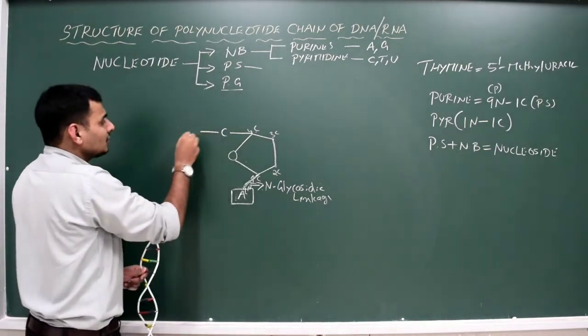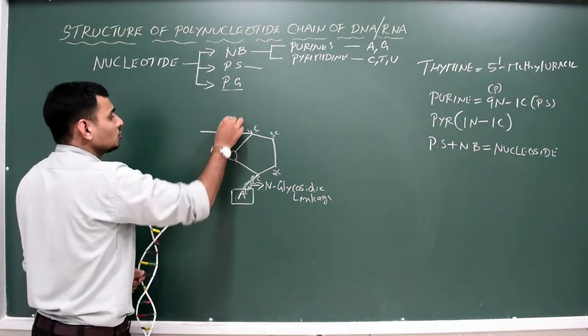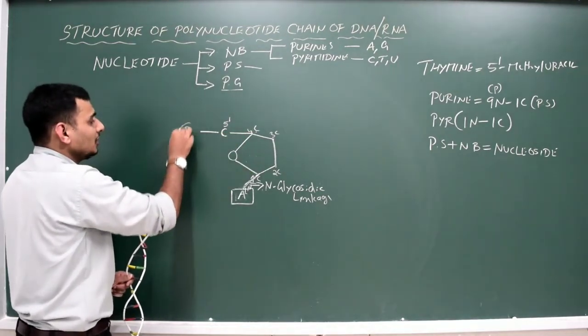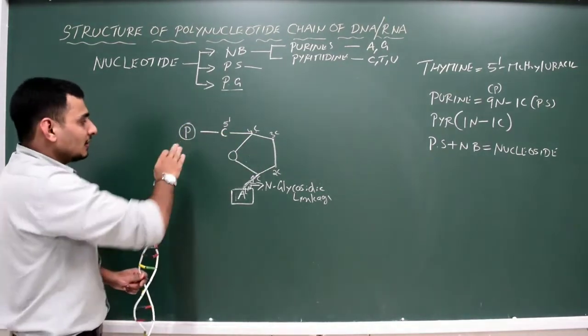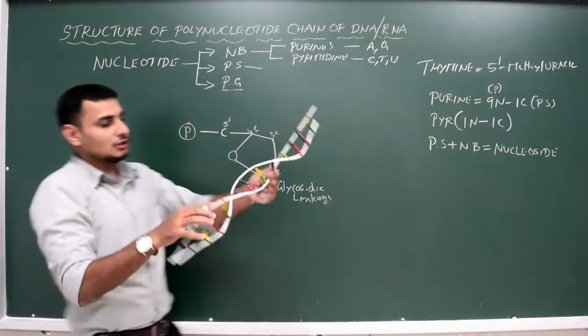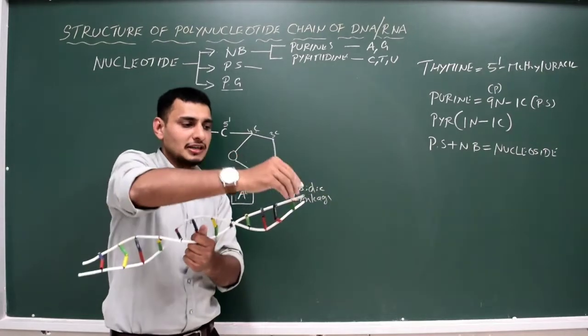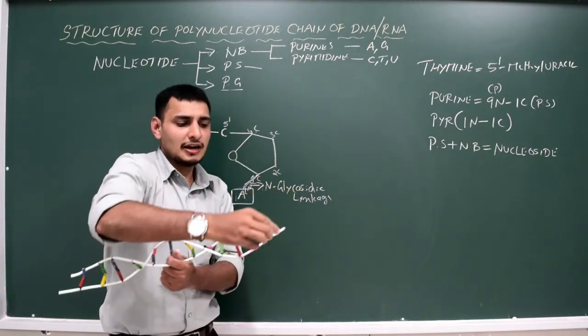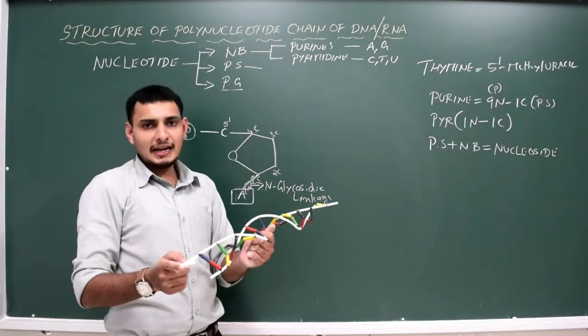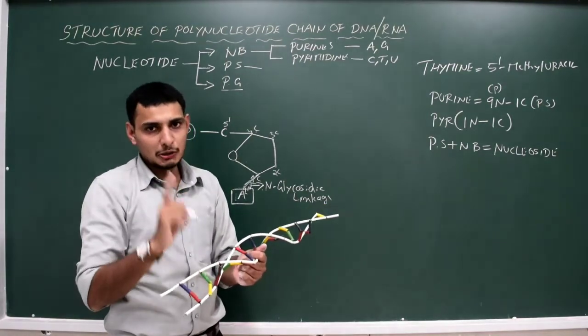Always remember that the phosphate group is attached to the fifth carbon atom of the pentose sugar. So I just write P here. Let us imagine or assume that this is the beginning of the DNA chain. You could see a double helix model of the DNA, but I am talking about this particular structure. Let us assume that this is the beginning of the DNA, and now this is the end of the DNA. I am talking about a single polynucleotide chain.